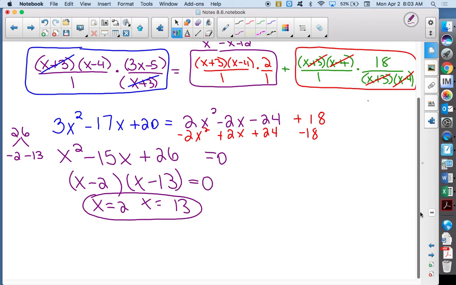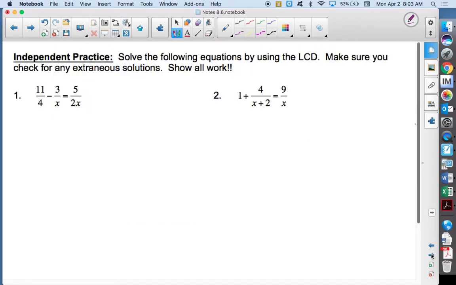So there are two final problems at the bottom with the independent practice. Again, it says to solve by using the least common denominator, check for any extraneous solutions. So I'd like you to work on finishing these two problems. I'm going to give you the answers or also start the problem with you. And then any remaining time in class you can work on your homework.